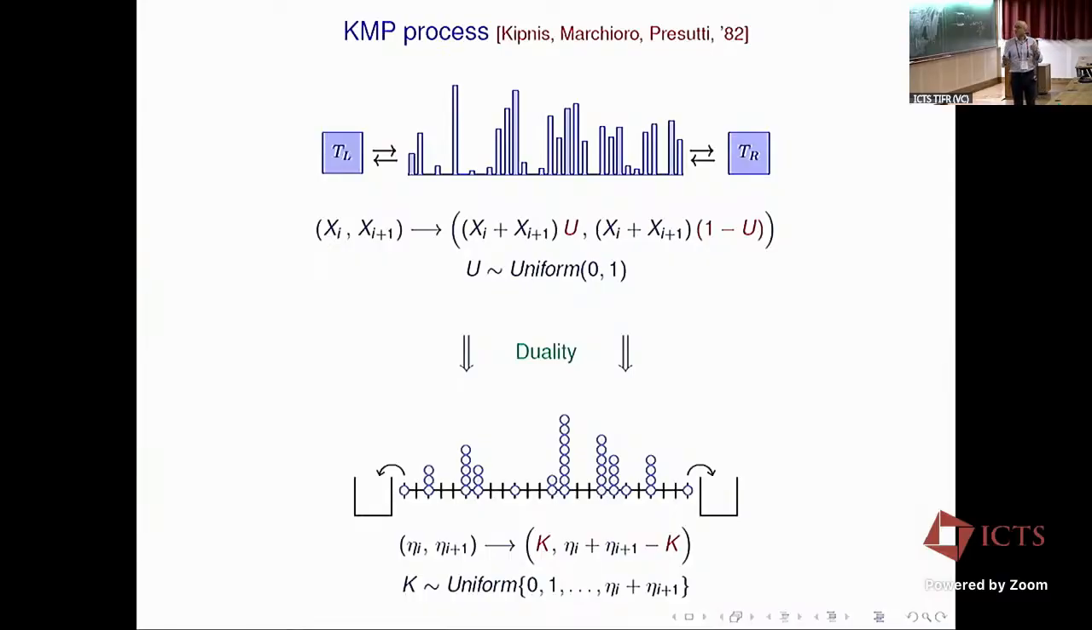So to study the original process, if you use the dual process in the long time limit, you will have to know how many dual particles are absorbed to the right and how many are absorbed to the left. Once they reach the extra sites 0 and n plus 1, they stay there forever.